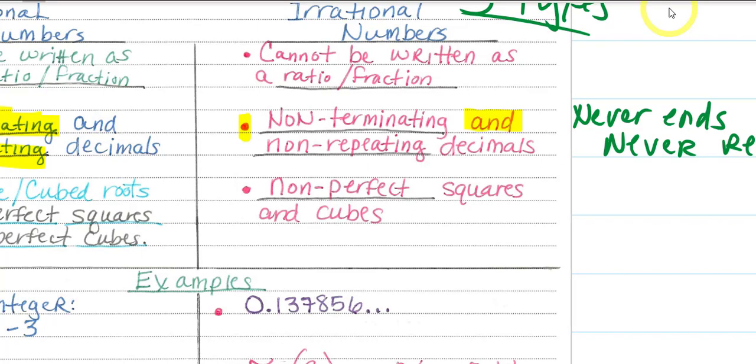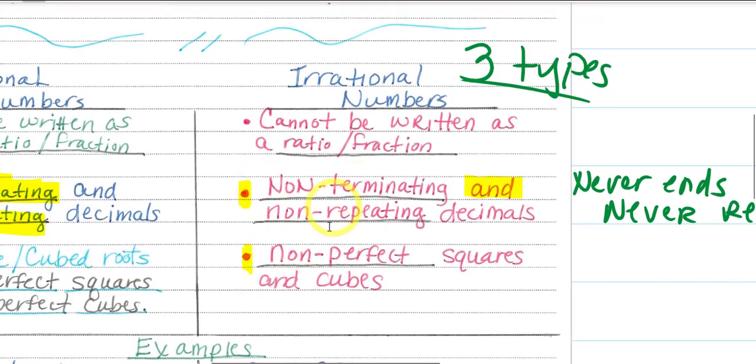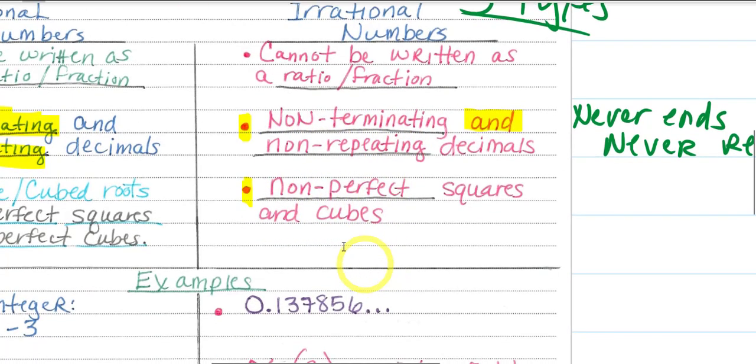Okay, so non-terminating, non-repeating decimals would be irrational numbers. And also those non-perfect squares and non-perfect cubes we've been working with. So they're numbers that do not come from an integer. These non-perfect squares and non-perfect cubes we've worked with a lot in class, and those would be irrational numbers. So basically, if you see any non-terminating, non-repeating decimals, or any non-perfect cubes or squares.